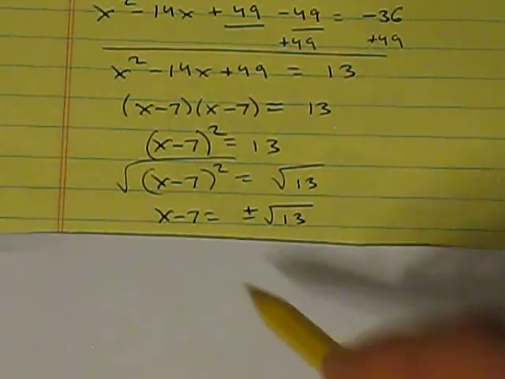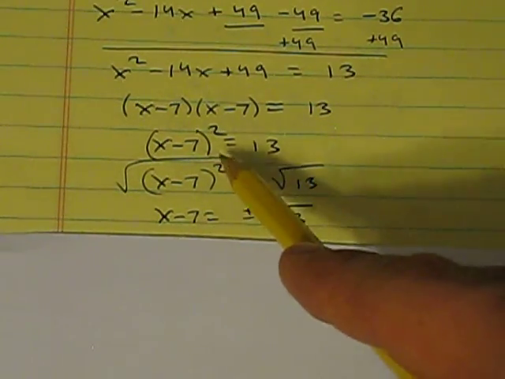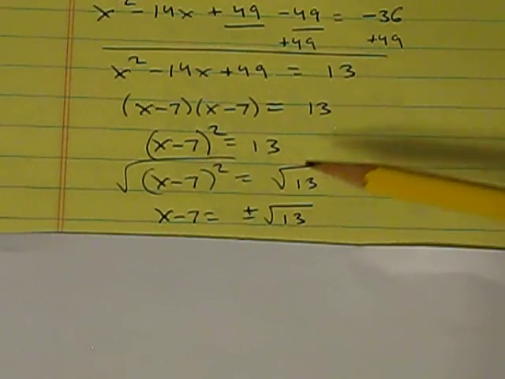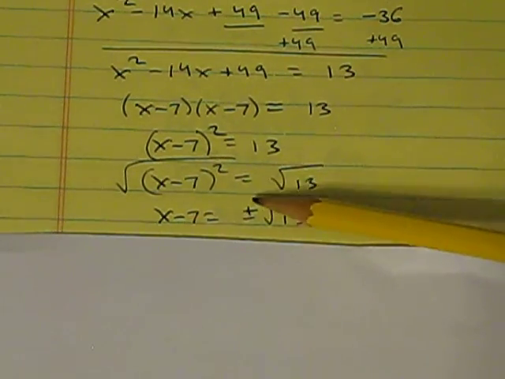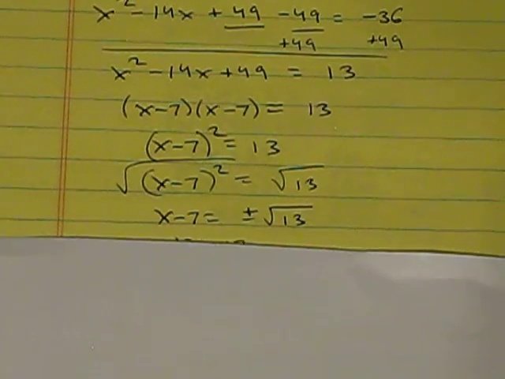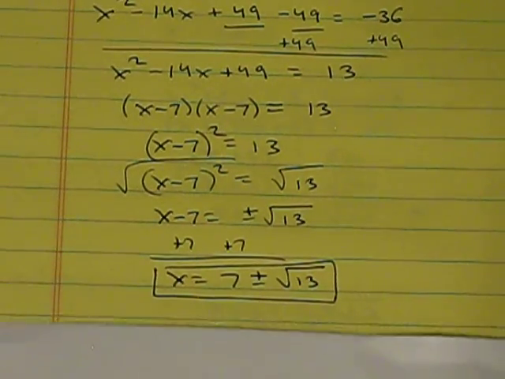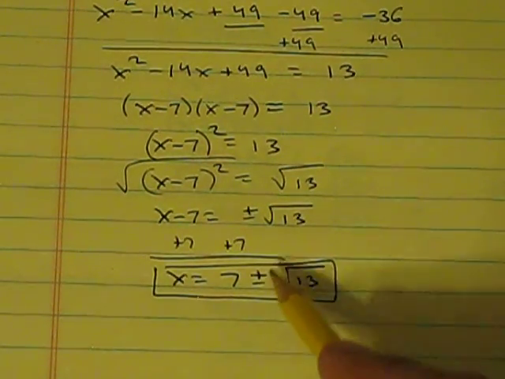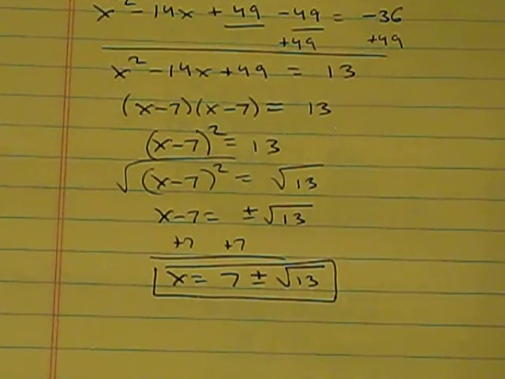And that now leaves me with x minus 7. The radical and the squared canceled each other out. And remember, to get those two answers, you've got to put a plus and a minus in front of that radical. Okay, that's kind of different, but you've got to put that plus minus in front there. And last step, just get the x by itself by adding over 7. And here you go: 7 plus or minus radical 13. That would be the irrational answers for the roots.